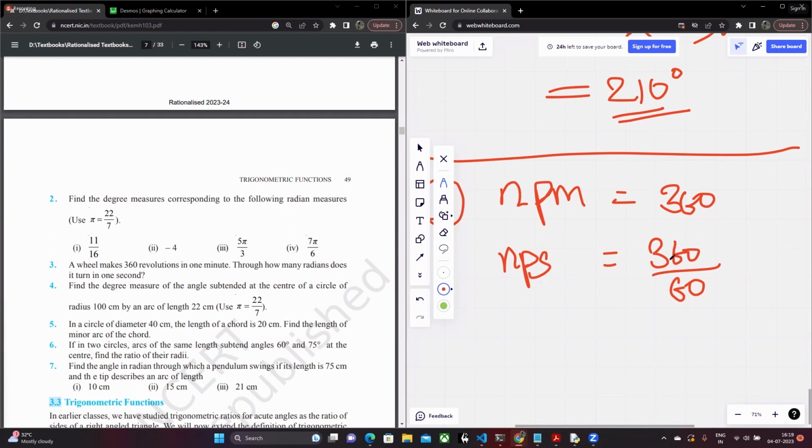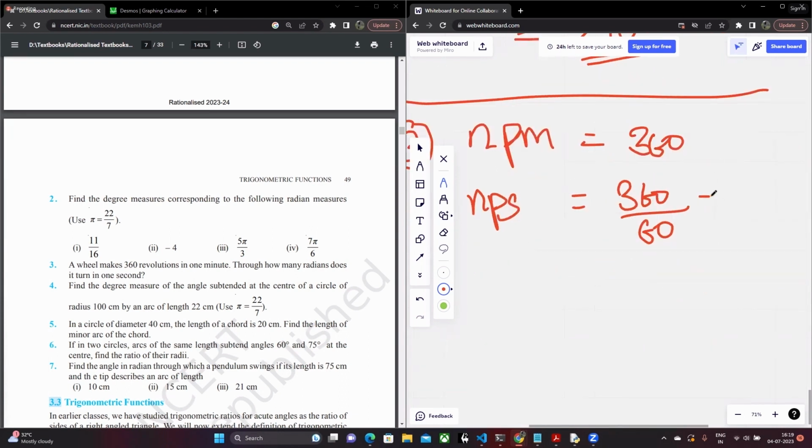That means in 1 second, it's going to make 360 divided by 60 revolutions. We are assuming that it's rotating at uniform speed. That's a fair assumption to make in maths, not in physics. And so you can state that the number of revolutions per second is going to be 360 by 60, uniform, which is basically 6.